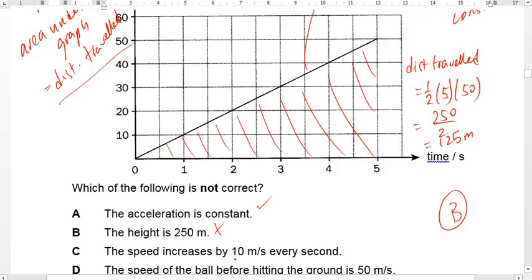What about A? The height increases by 10 meters every second. Yes, that is true. That is what we call the acceleration due to gravity, 10 meters per second in 1 second. So look at the graph. At time equals to 0, speed is 0. At 1 second, the speed increased by 10. In another 1 second, it increased by another 10, and another 10. So that's our acceleration due to gravity, 10 meters per square second. The speed of the ball just before hitting the ground is 50. We hit the ground over here, the speed is 50. So this is correct.